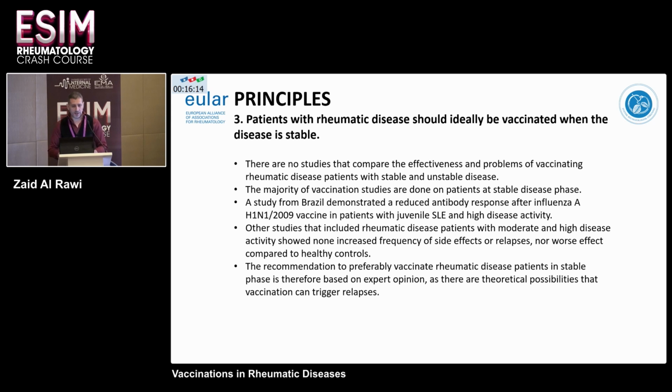The third principle is that patients with rheumatic disease should ideally be vaccinated when the disease is stable. Good question, when to give the vaccine? Yes, when the disease is stable. The thing is, there are no studies that compare the effectiveness and side effects of vaccinating rheumatic disease patients with stable and unstable disease. Unfortunately, we don't have such a study.